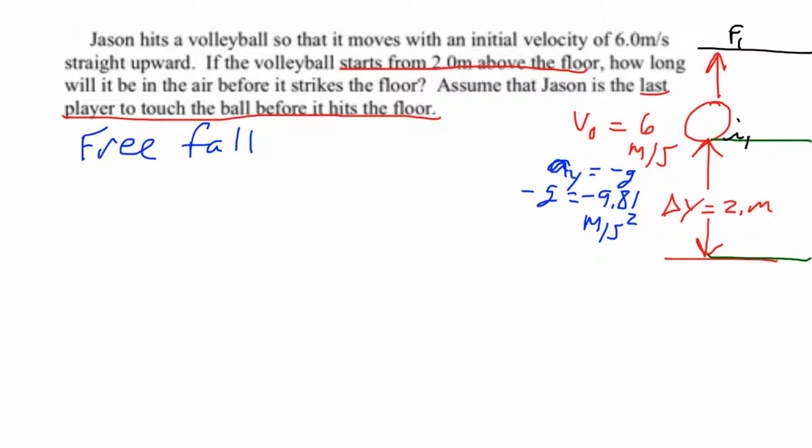We still know the initial velocity of part 1, so I'm going to add a little 1 there to let me know that I'm talking about the initial velocity at the initial position for part 1. We know the acceleration due to gravity is going to stay the same for part 1, and in fact it'll stay the same the whole way through because it's a constant.